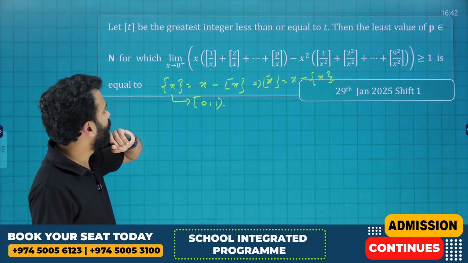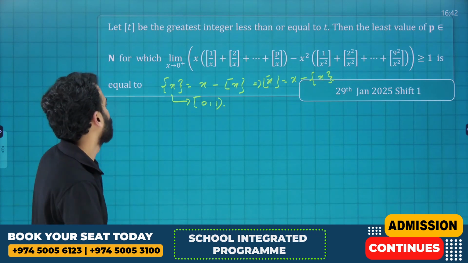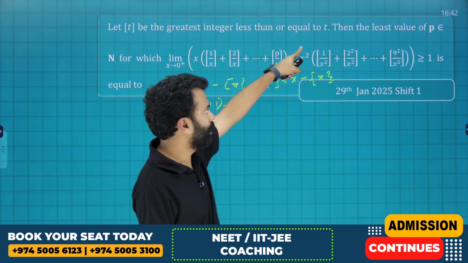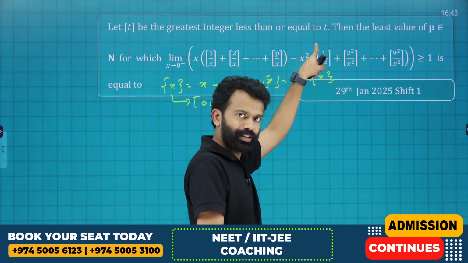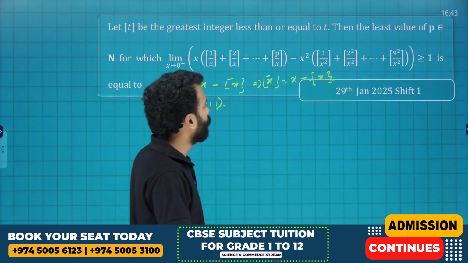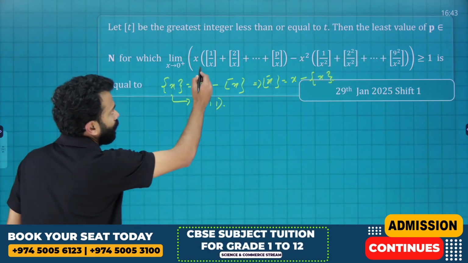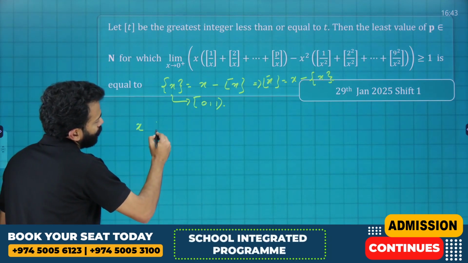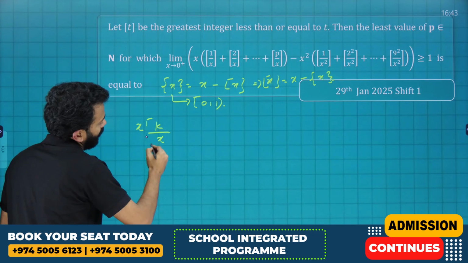Okay, and we can formulate this. Here the numerator is varying, 1, 2, up to p. Here also it will be 1 square, 2 square, etc., up to 9 square. So what I'm going to do is take the numerator as a constant like this, that is x into k by x. I am going to express it like that.